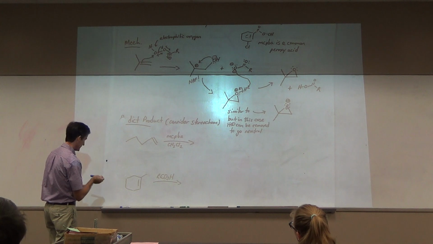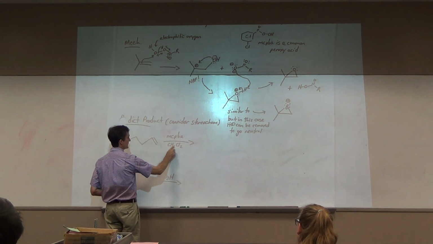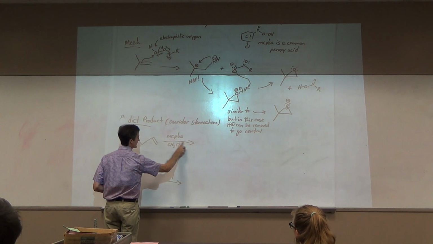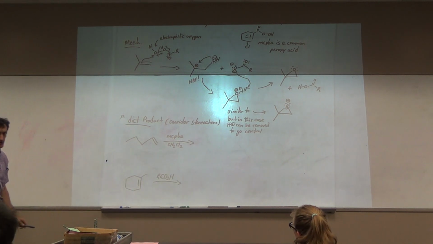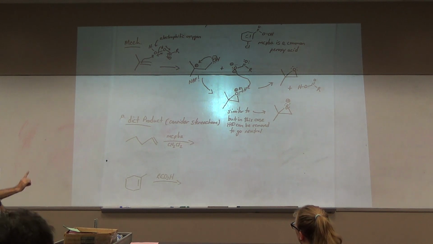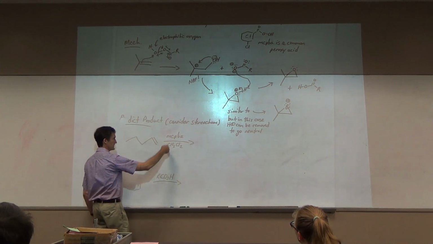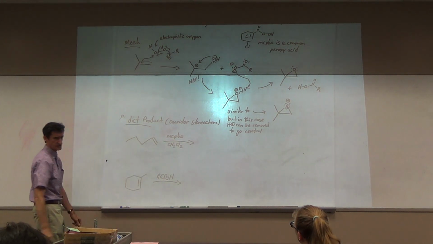Predict the product here. This is a predict the product question. Alkene, that's a peroxy acid, yeah. What is that? Dichloromethane, just a common solvent. It will never be a reactant. It's always a common solvent. You used it in lab last week, you'll use it in lab this week. You've got to get used to seeing solvents, so you know you can just ignore them.